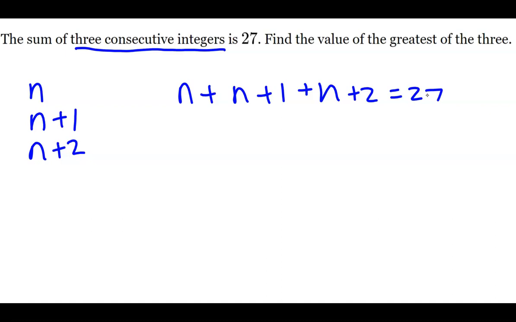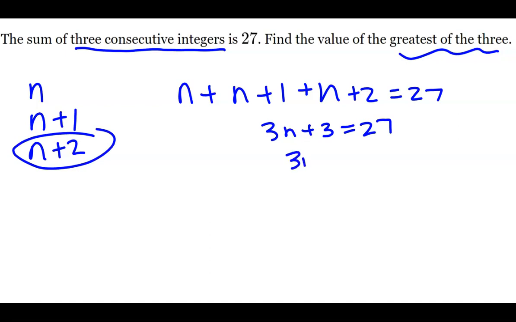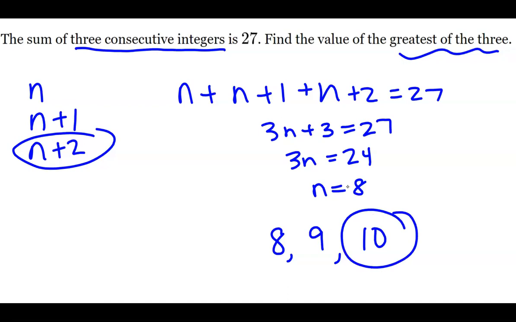Solve for n, and then we can find the length of the greatest side, which would be this one. So the first number is 8. The second number would be 8 plus 1, and the third number would be 8 plus 2. So the value of the greatest of the three is 10.